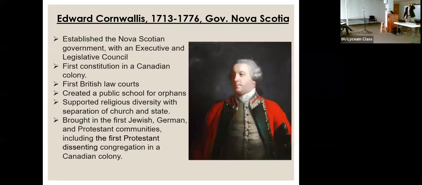So Cornwallis goes up and he establishes a government. Notice an executive and legislative council. Who constitutes those people? Not the English government in England. He has to use locals. But he also sets up the following things.